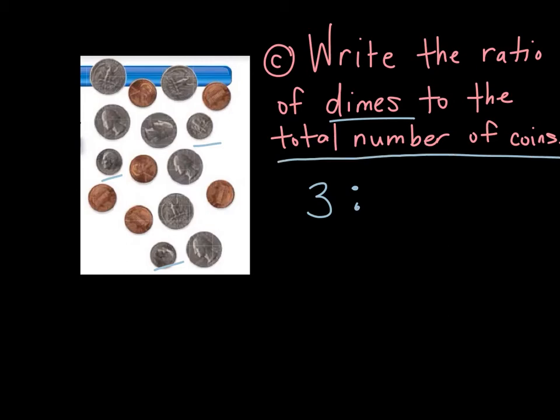So the number of dimes was just 3, but the number of coins is 1, 2, 3, 4, 5, 6, 7, 8, 9, 10, 11, 12, 13, 14, 15, 16. And again, in this case, you do include those dimes because that's part of the total number of coins. So in the ratio, it really just depends on what they're asking you to compare.